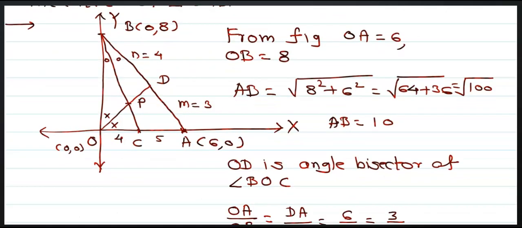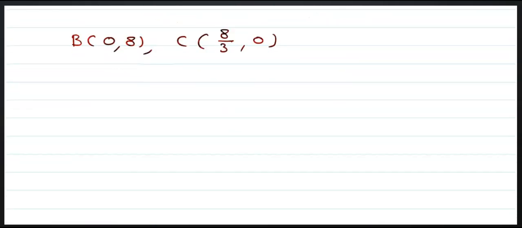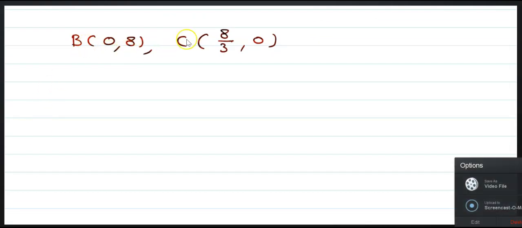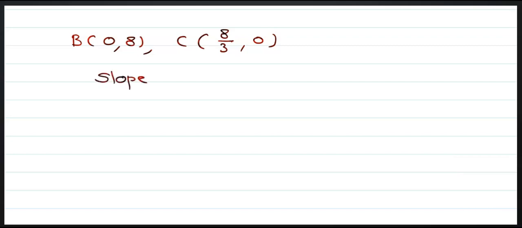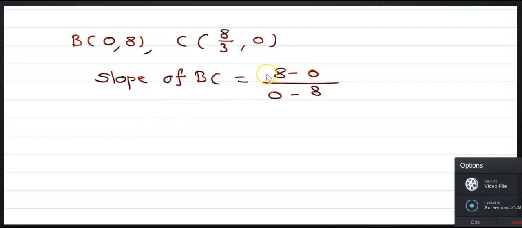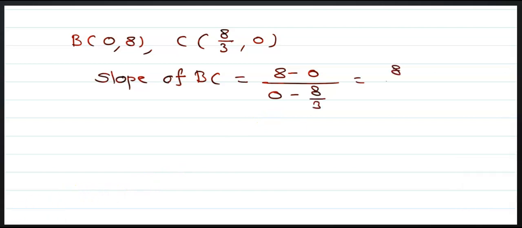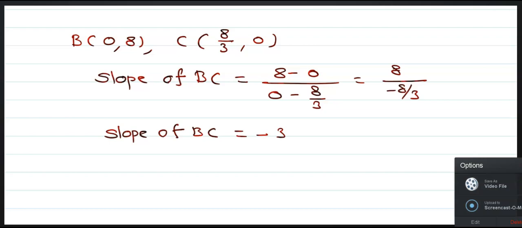Now we have these two points. B is (0,8) and C is (8 upon 3, 0). Therefore, the slope of BC is equal to the difference of y coordinates upon the difference of x coordinates, 8 minus 0 upon 0 minus 8 upon 3, and that is equal to minus 3. The slope of BC is equal to minus 3.